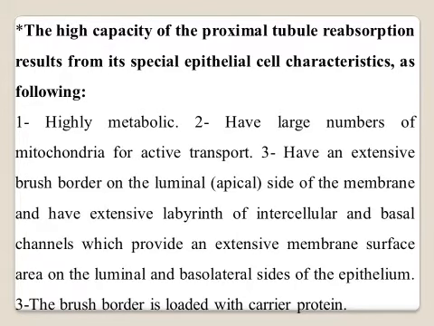The high capacity of the proximal tubule, because 65% is reabsorbed, results from the special characteristics of its epithelial cells. The cells are highly metabolic and have a large number of mitochondria for active transport. They have an extensive brush border at the luminal side of the membrane and an extensive labyrinth of intracellular and basal channels, which provide an extensive membrane surface area on the luminal and basolateral side of the epithelium. Since this extensive labyrinth exists, it gives us a large area for reabsorption. Also, at the brush border there are carrier proteins, which greatly help reabsorption.